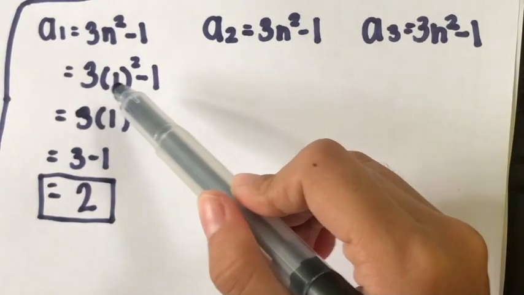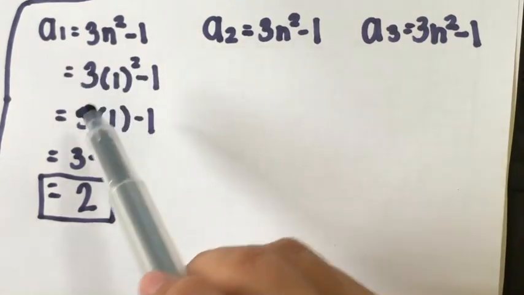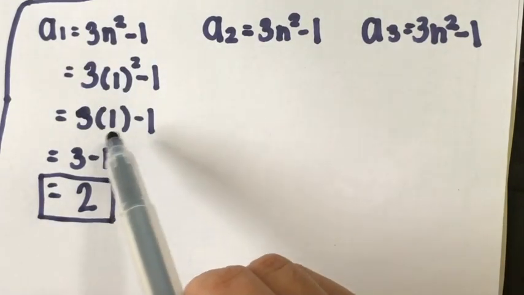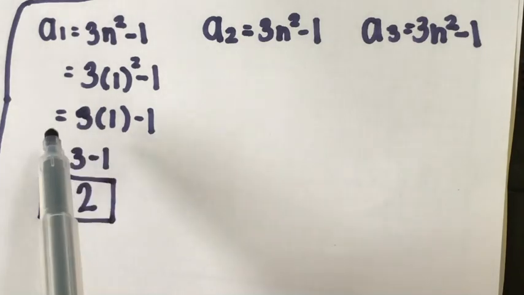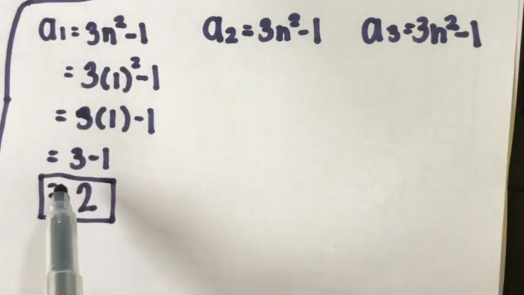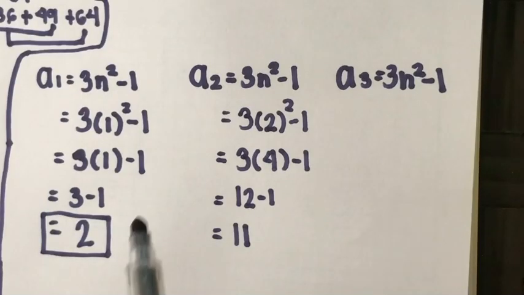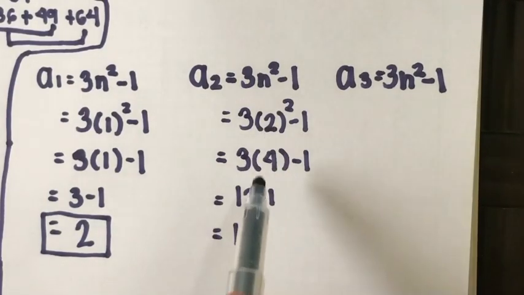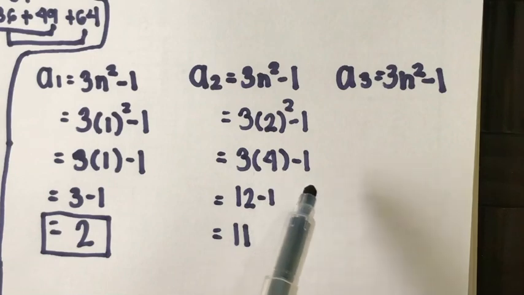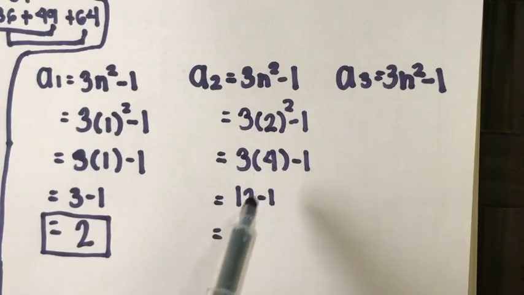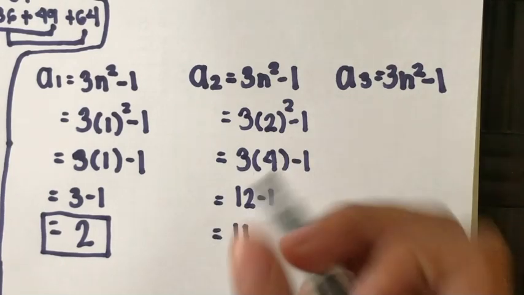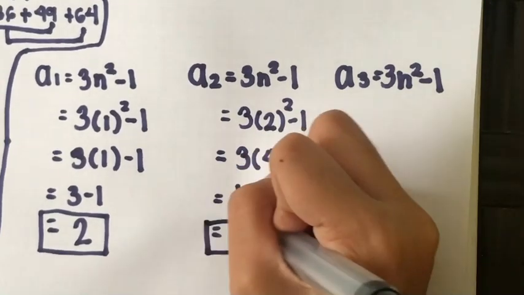3 times 1 squared minus 1. 1 squared is equal to 1, minus 1. 3 times 1 is equal to 3. 3 minus 1 is equal to 2. So 3 times 2 squared is equal to 4, minus 1. 3 times 4 is equal to 12, minus 1 is equal to 11.